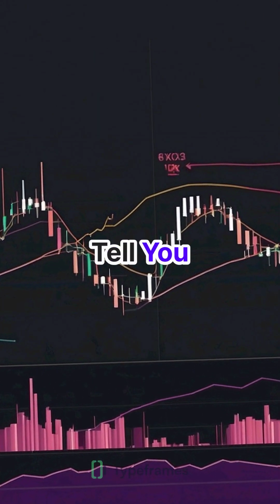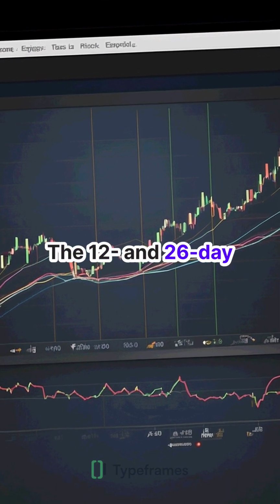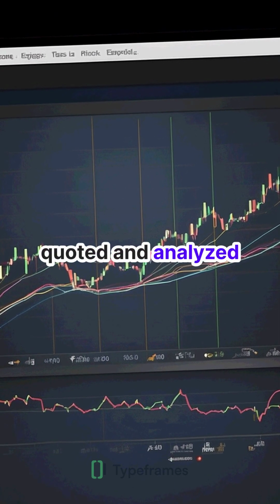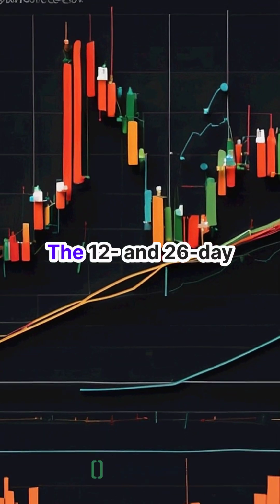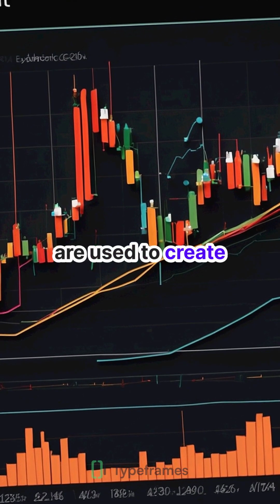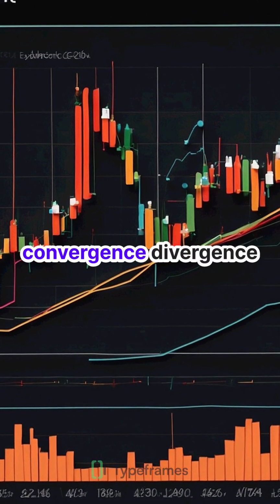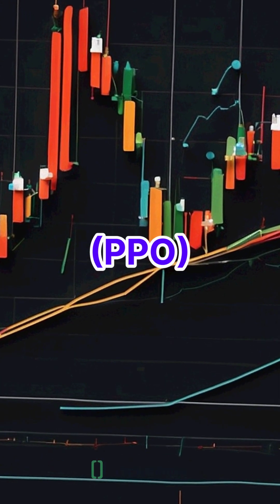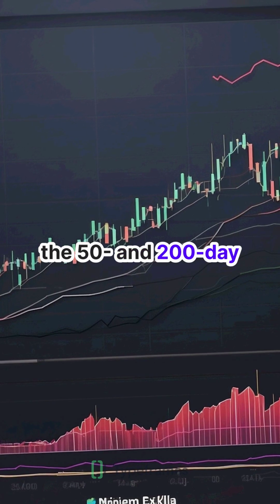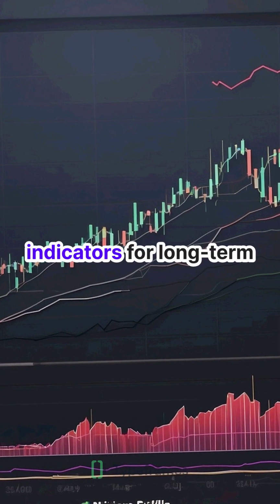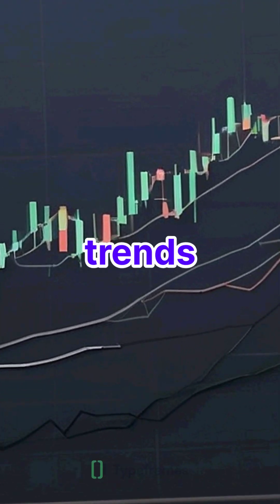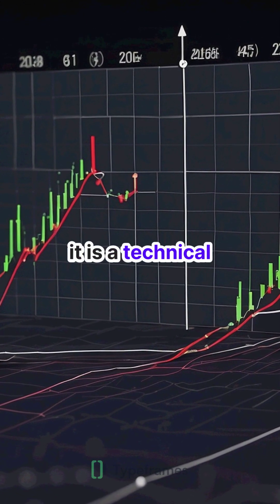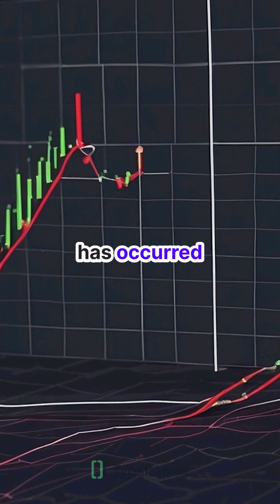What does the EMA tell you? The 12- and 26-day exponential moving averages, EMAs, are often the most quoted and analyzed short-term averages. The 12- and 26-day are used to create indicators like the moving average convergence divergence, MACD, and the percentage price oscillator, PPO. In general, the 50- and 200-day EMAs are used as indicators for long-term trends. When a stock price crosses its 200-day moving average, it is a technical signal that a reversal has occurred.